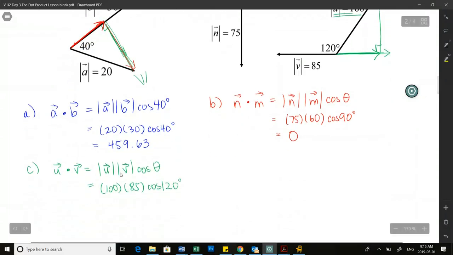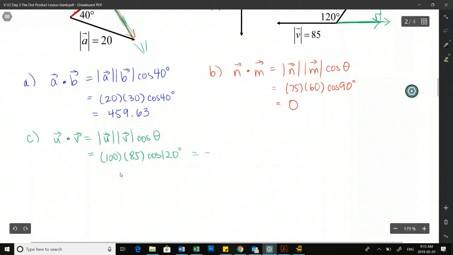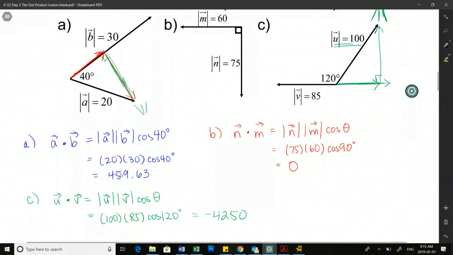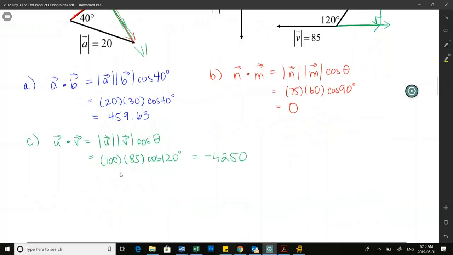Okay, so what did you guys end up getting here for our part C? Great. So I always am using the angle when they're arranged tail to tail. Cool? Okay, this is going to make more sense when we do an actual example with units. You'll kind of understand what we're talking about.